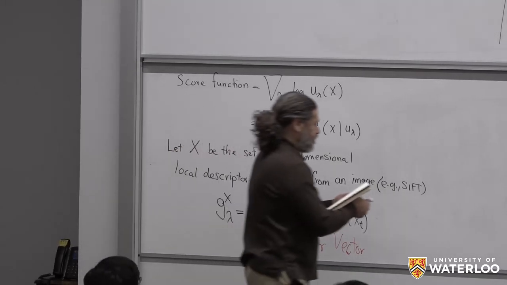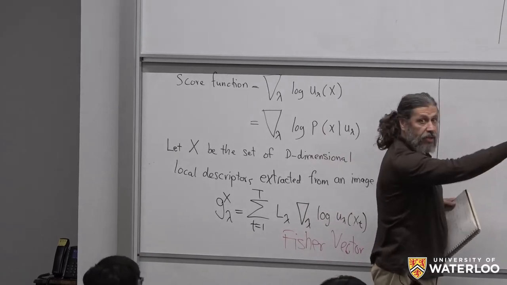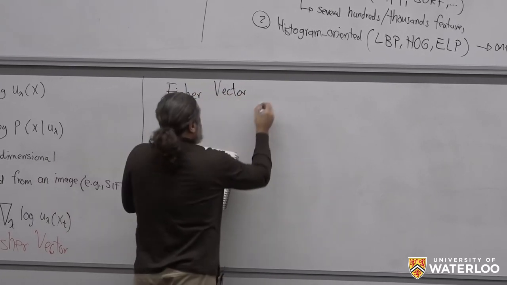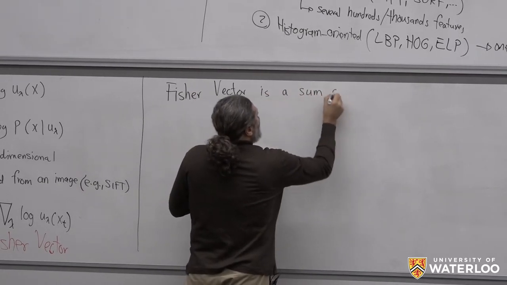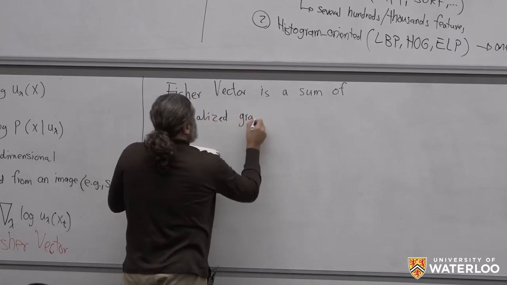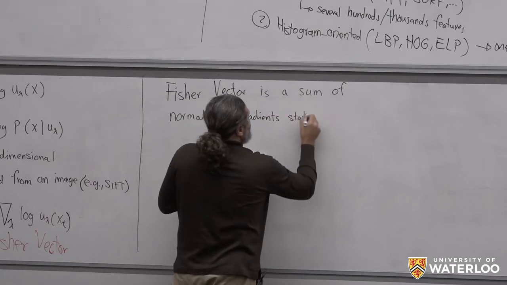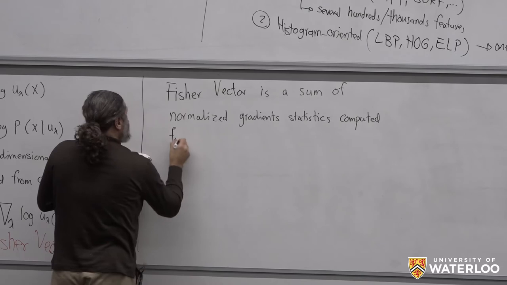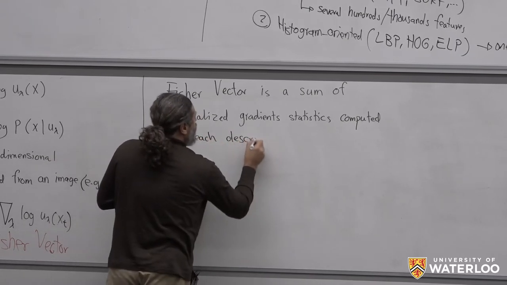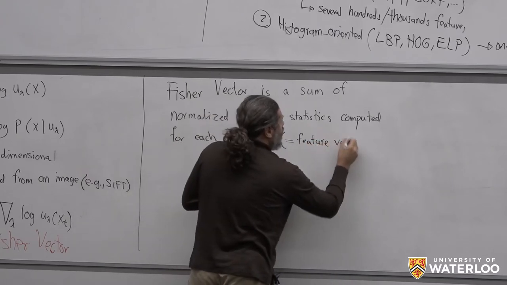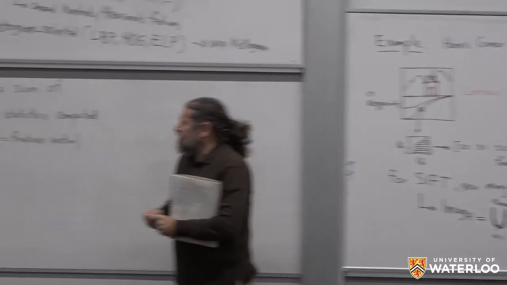Okay, what is that? So I will finish this and then I stick to the center. So Fisher vector is a sum of normalized gradient statistics computed for each descriptor. And when we say descriptor, we mean feature vector. That's the same thing. So the idea of Fisher vector is give me a normalized gradient statistics.